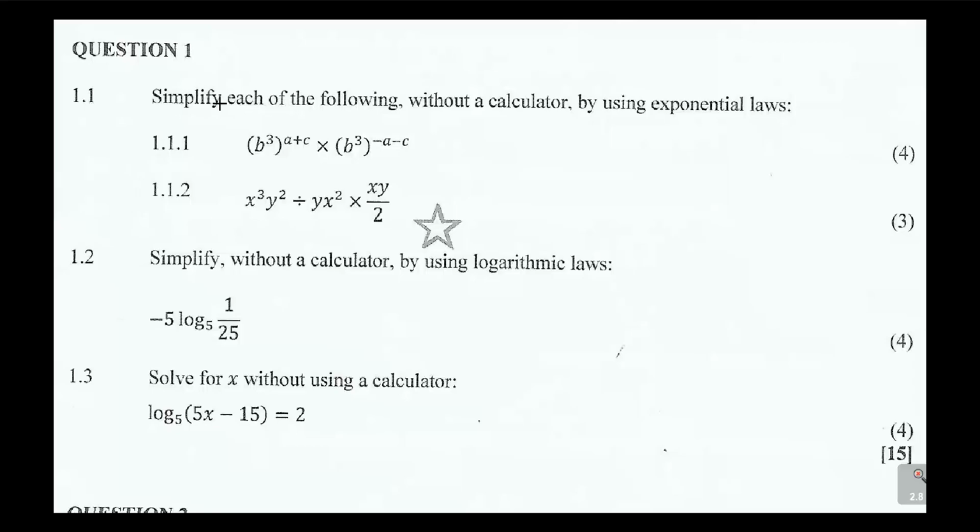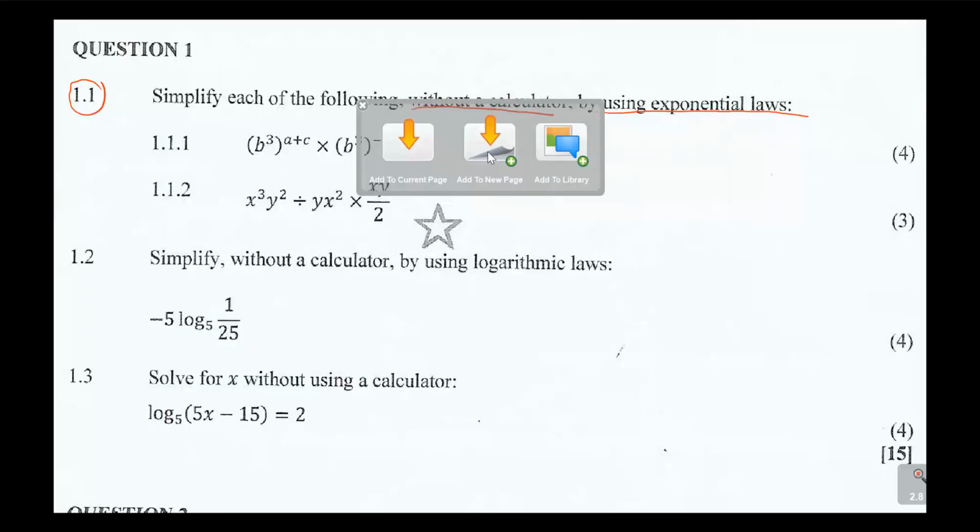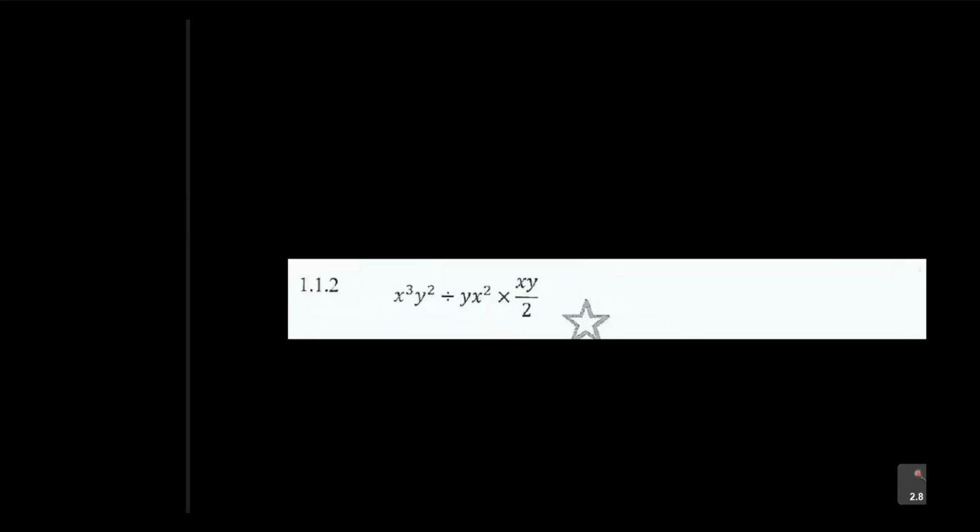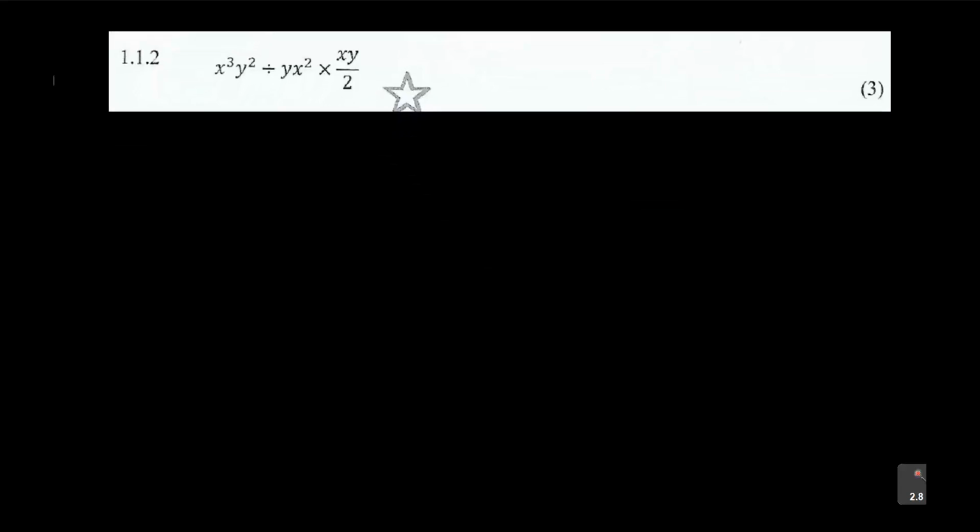It says simplify, question 1.1, simplify each of the following without a calculator using exponential laws. So I think that's where I tried to use the laws in a wrong way, but it is question 1.2. So this question, in a way, tricked me, guys. It tricked me. But let me show you what I did, and let's try to work towards the right answer. The proof with the calculator always gives you the right answer.